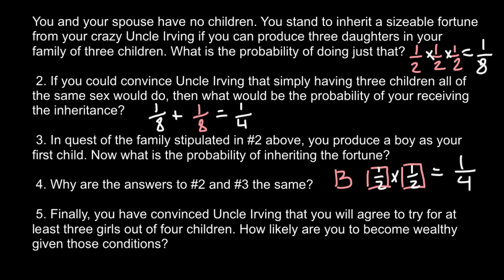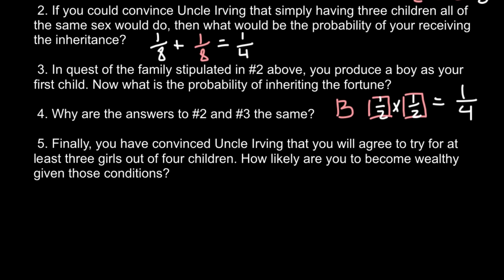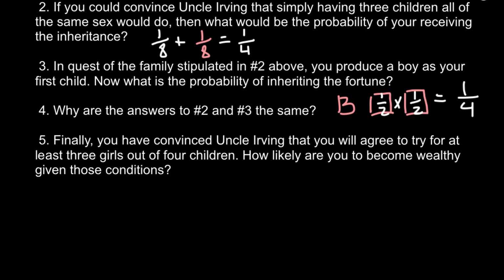And finally, this is question 5. You have convinced Uncle Irving that you will agree to try for at least 3 girls out of 4 children. How likely are you to become wealthy given those conditions? I would need a little bit more space here. So basically, when we have 4 children, every empty box would stand for 1 child of unspecified sex.